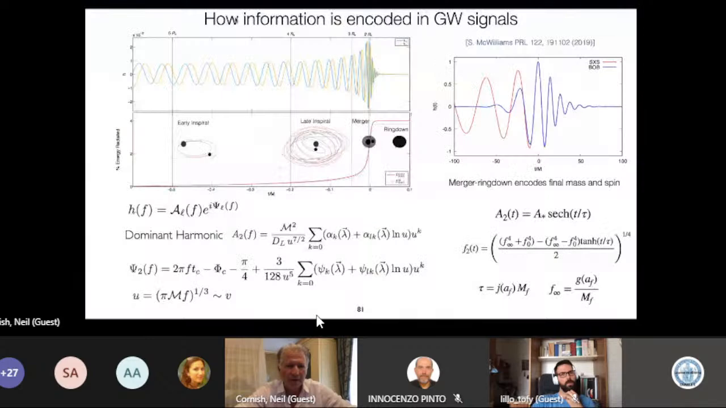So if we want to look at how information is encoded in a gravitational wave signal, well, during the inspiral phase, we can model it by taking Einstein's equations and solving them approximately, doing an expansion in the gravitational potential, or equivalently in the velocity of the system, the orbital velocity compared to the speed of light. So this parameter u here, which is the chirp mass, a combination of the individual masses, times the frequency to the 1/3 power, that's just Kepler's law, gives you the velocity, basically. So it's really an expansion in the orbital velocity, and it's what's known as the post-Newtonian expansion, and that can be used to model the early, slow adiabatic inspiral.